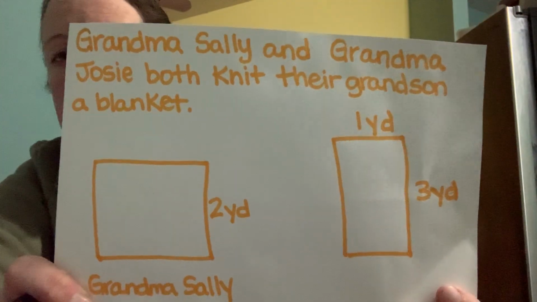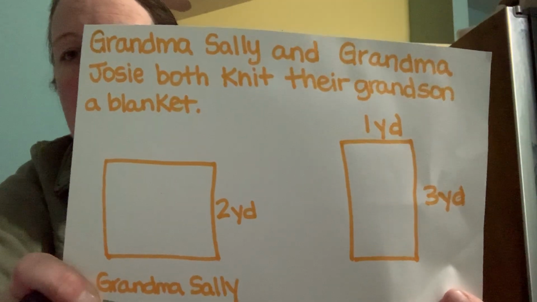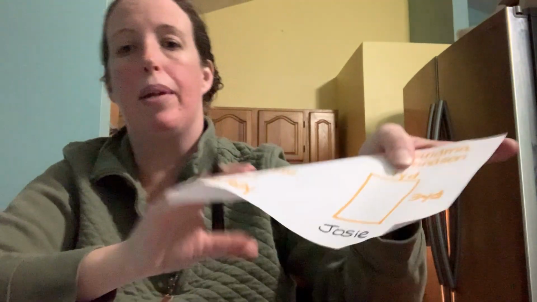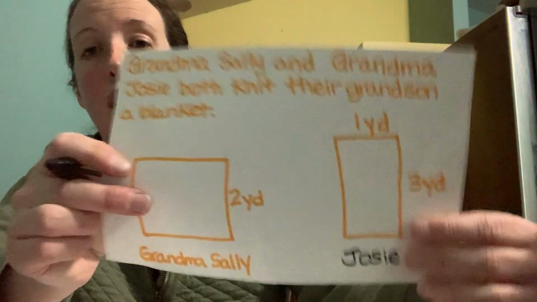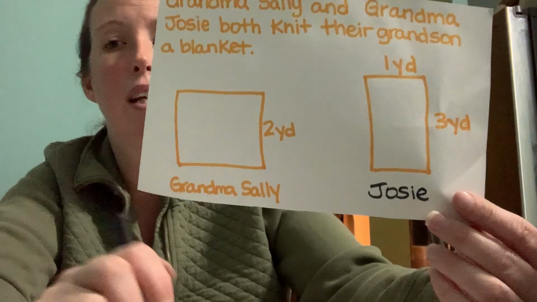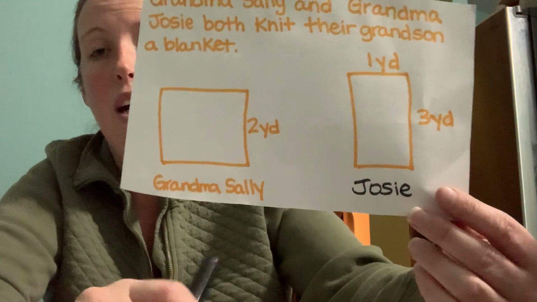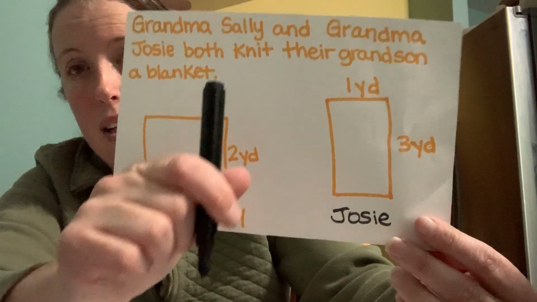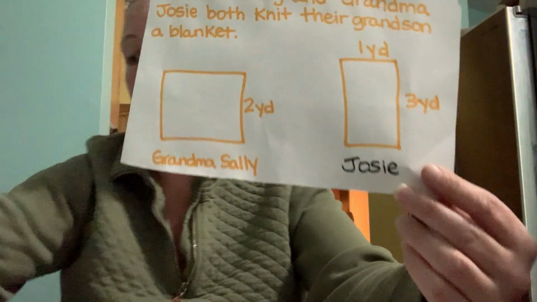Okay? Now you're going to try one more on your own. Here's your scenario. Grandma Sally and Grandma Josie, let me label hers, both knit their grandson a blanket. So sweet. Grandma Sally's blanket is a nice square, and each side measures 2 yards. And Grandma Josie's blanket is 1 yard long and 3 yards wide.